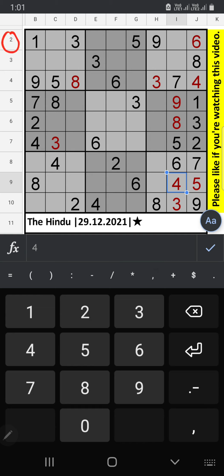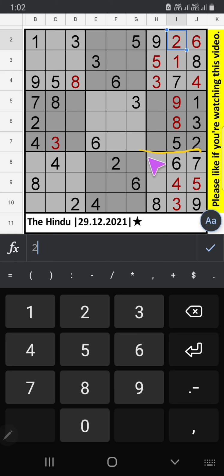Second row, we have 1 and 5 can't come in this cell. Then 1 will be here. 1 and 5 will be here. We have already 5, so can't come in this cell. 5 will be here. 1 will be here. Remaining 6, remaining 2 will be here. Column I also we completed.